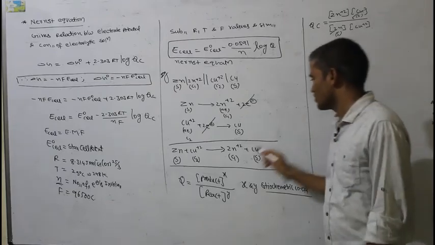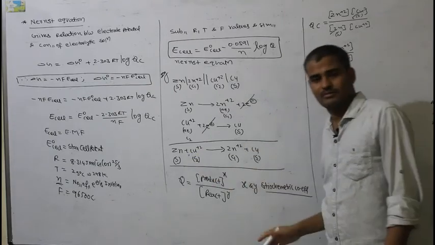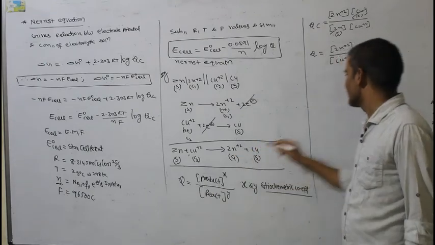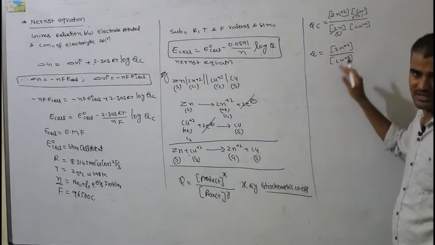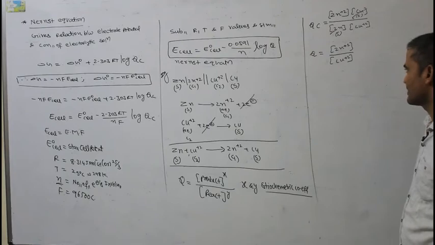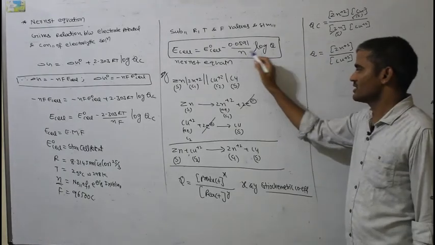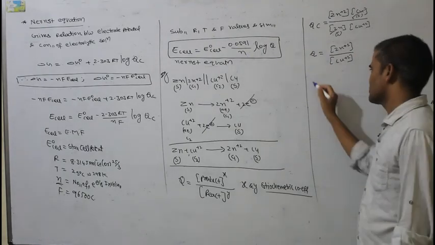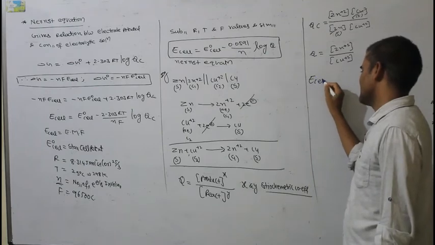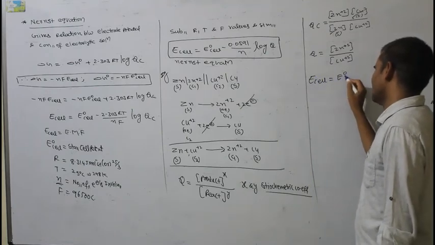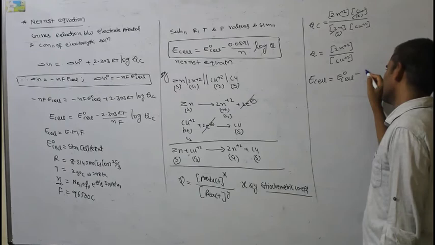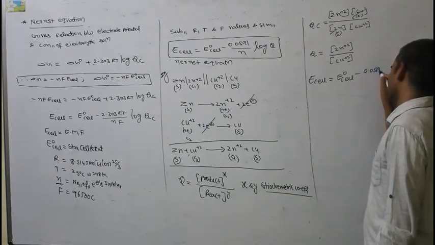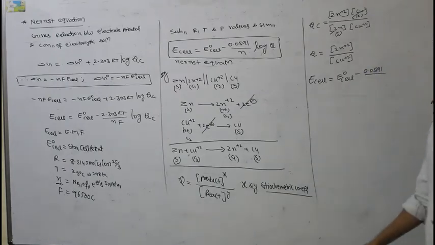The stoichiometric coefficients of both are 1 only, so no need for powers. If it were 2, you would have to take power 2, or power 3. Whatever the stoichiometry is, that has to be taken. This Qc you have to substitute in the Nernst equation. If you substitute in the Nernst equation, what becomes? E cell is equal to E naught cell minus 0.0591 by n. What is n actually?